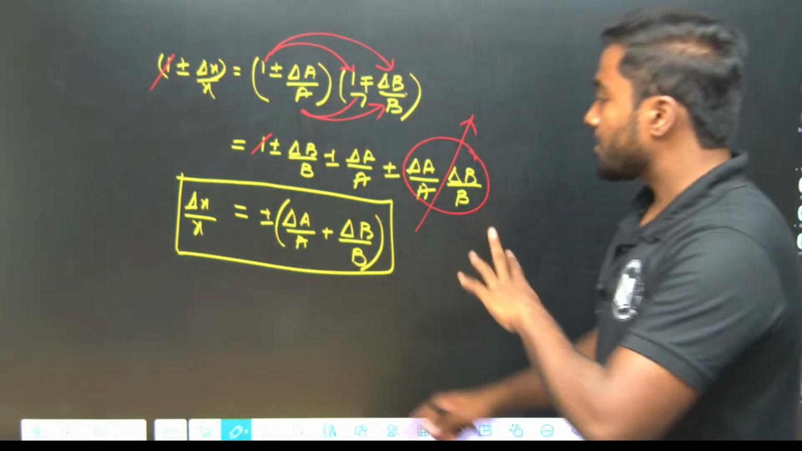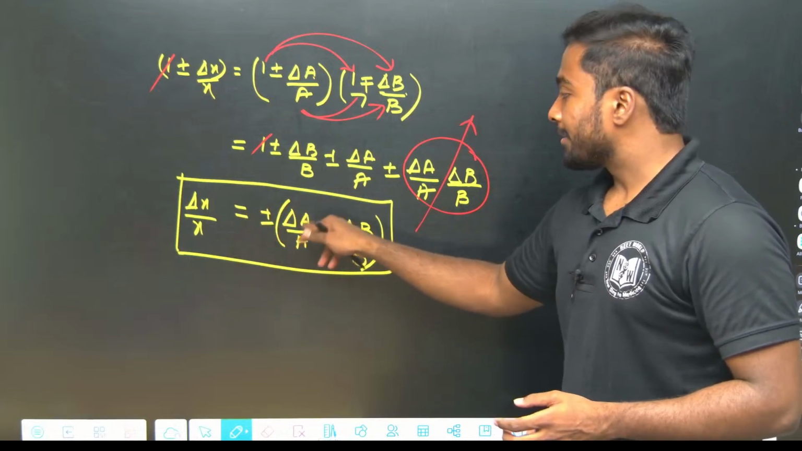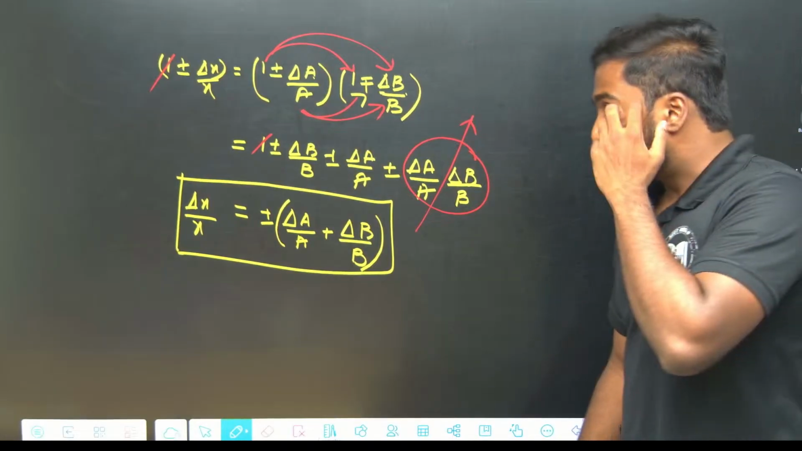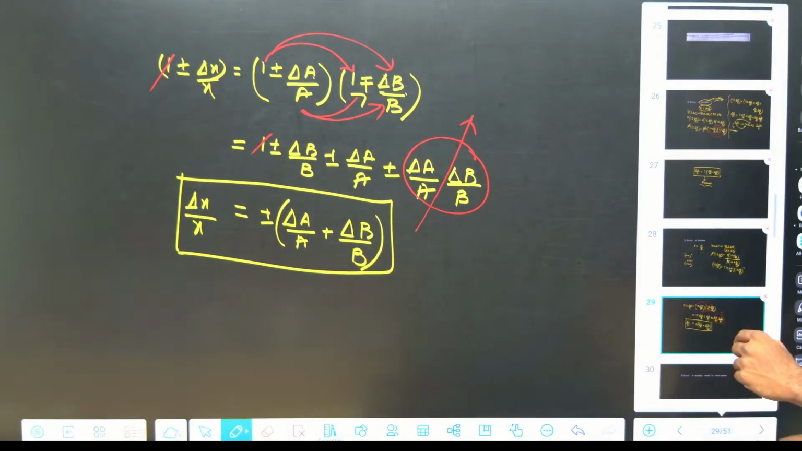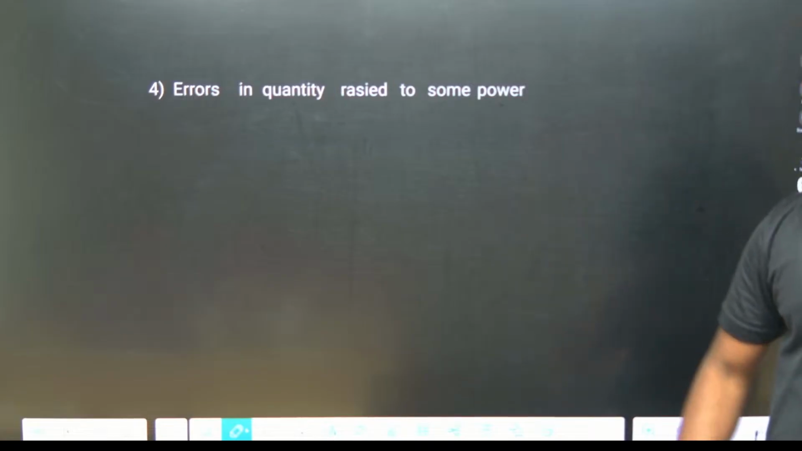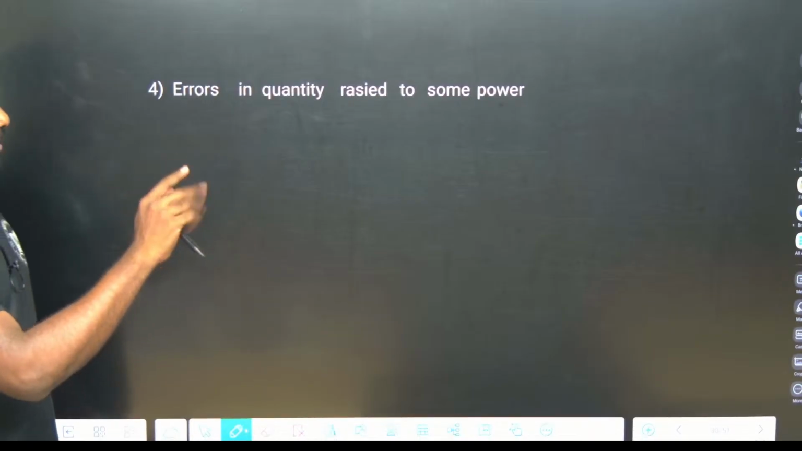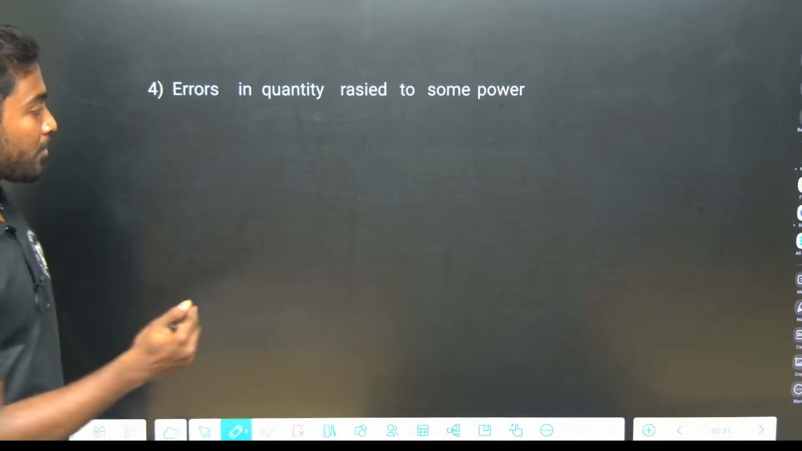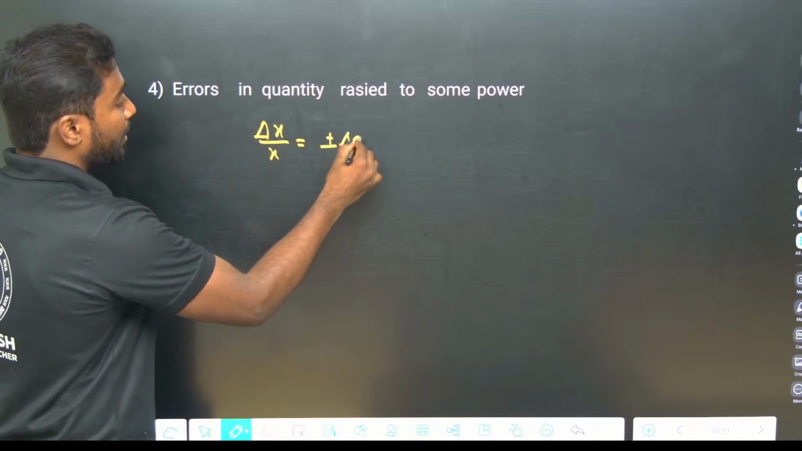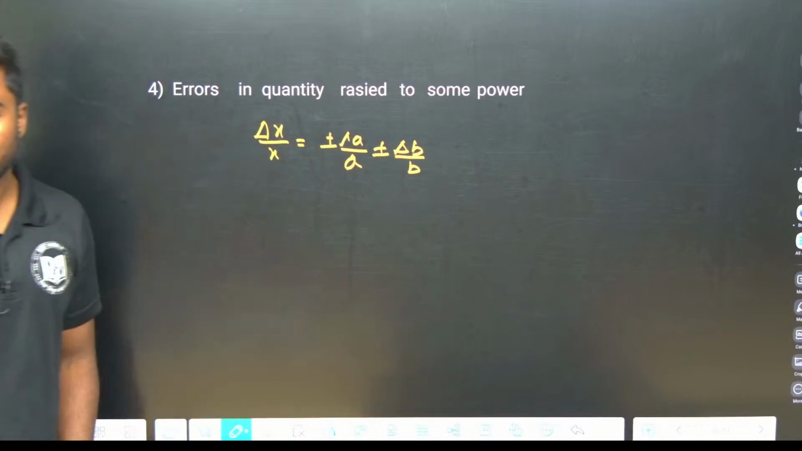For multiplication and division, this is the formula: delta x by x is equal to plus or minus delta a by a plus or plus delta b by b. Done, no? Now we will do the problems, and before that we will see one more case, that is errors in quantity raised to some powers. So remember the formula now. Whenever you are having multiplication and division, the formula is delta x by x is equal to plus or minus delta a by a plus or minus delta b by b. This is the formula, keep in mind.